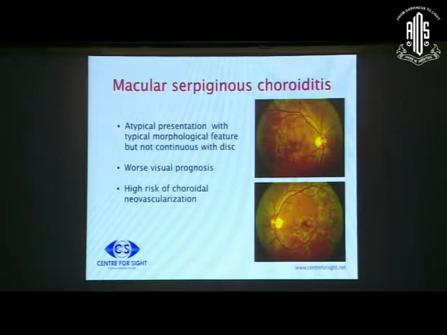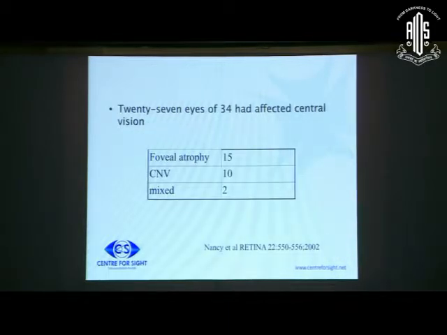You can also have a macular serpiginous choroiditis. The lesions look very much like serpiginous. The only difference is they don't start close to the disc, they start very close to the macula. They leave behind similar looking scars, but they cause a much worse visual prognosis. They have a much higher incidence of choroidal neovascularization. Amongst macular serpiginous, most of the vision loss is either because of foveal atrophy, or almost 50% can also have CNVM because of macular involvement in these cases.